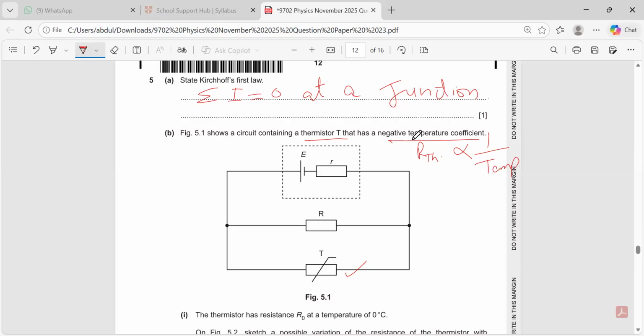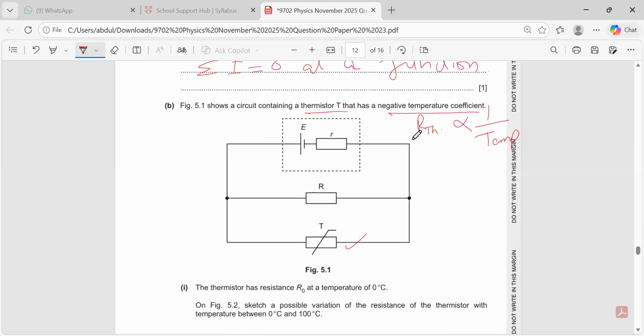So the resistance of the thermistor will be inversely proportional to temperature, and that is a series-parallel circuit. And you can also see there is an internal resistance of the battery in the question. Okay.